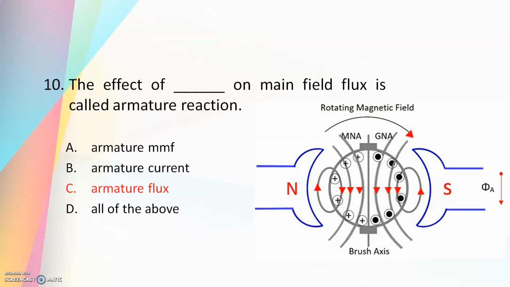So armature reaction is the effect of armature flux on the main field flux, and this has two effects. One is demagnetizing effect and the other one is cross magnetizing effect. So this demagnetizing effect reduces the overall magnetism and hence reduces the terminal voltage, and the cross magnetization distorts the shape of the flux waveform, and it will make the magnetic neutral axis to be shifted from the geometrical neutral axis, leading to some sparking at the brushes.